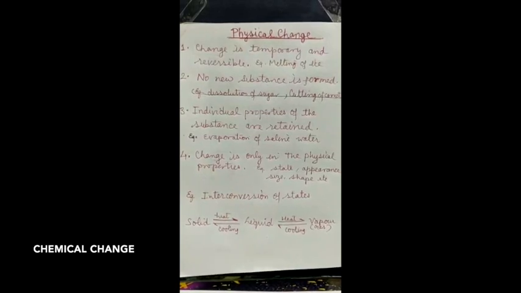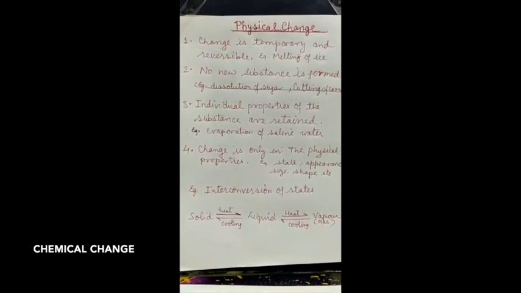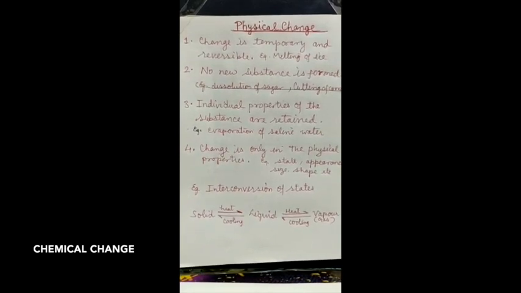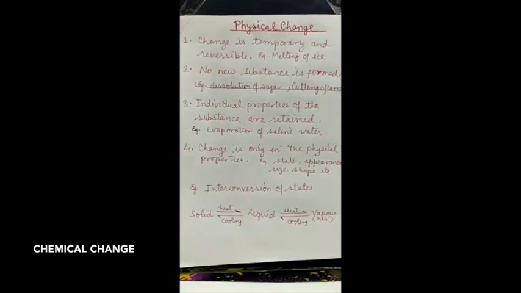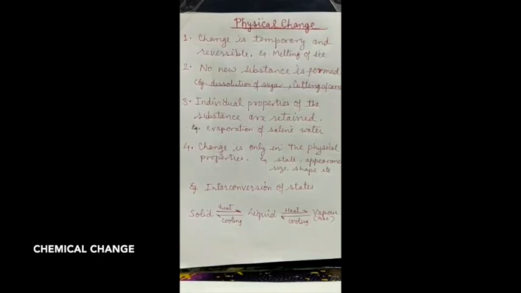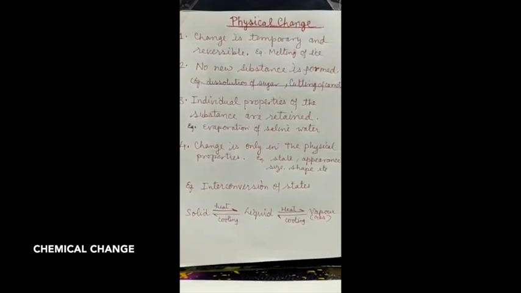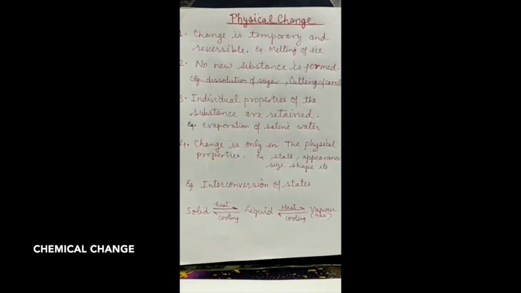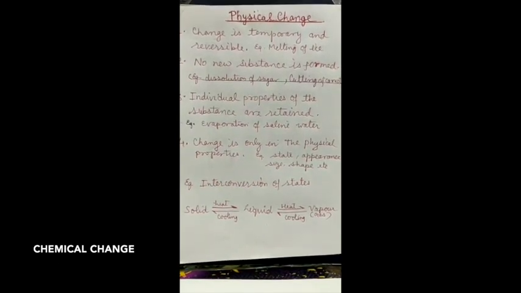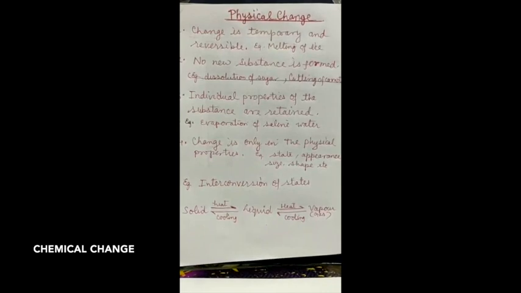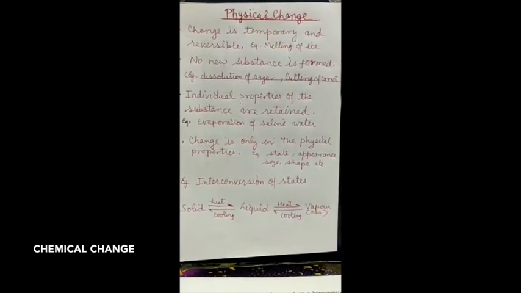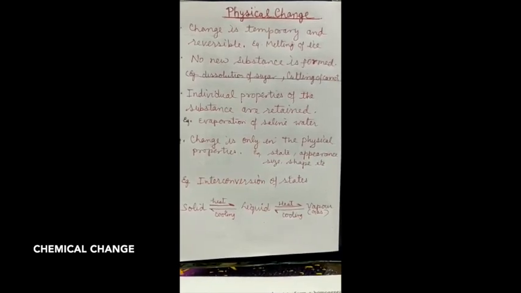Dear students, we have already discussed the definition of physical change. Now let's discuss each property given in the definition in a little more detail so that we can have a better understanding of physical change. The first property of physical change, as it is a part of the definition as well, is that the change is temporary and reversible. For example, melting of ice.